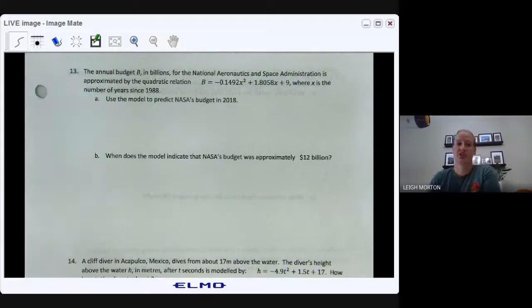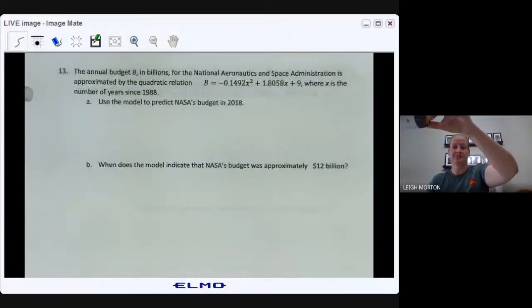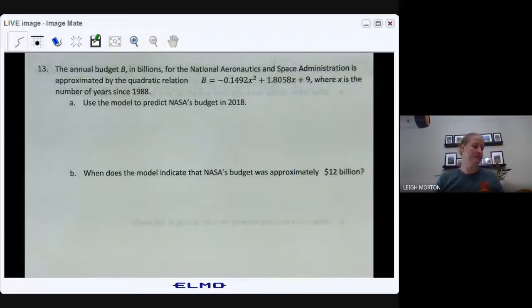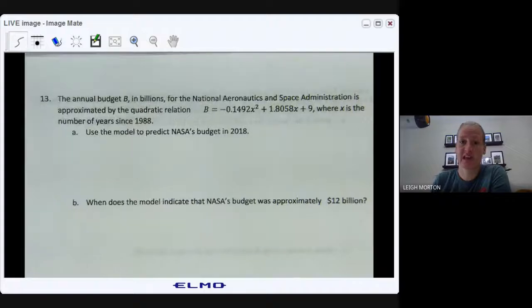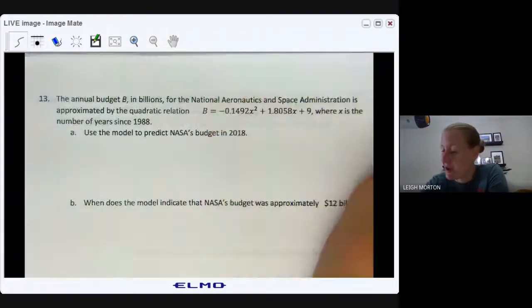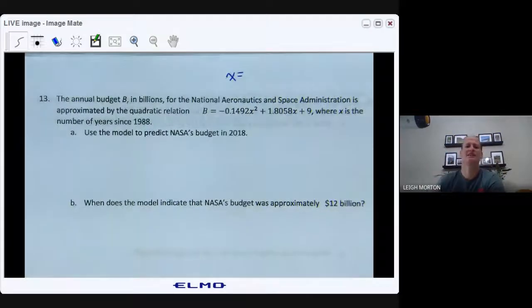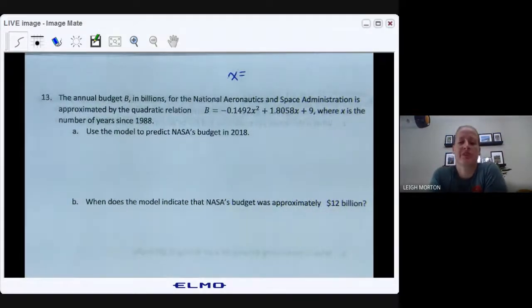So we are actually going to start with this NASA question right here. Now, if you don't have the quadratic formula handy or memorized, I'd write it down somewhere nearby. Right now, as a challenge, see what you can remember for the quadratic formula. Write out what you know.